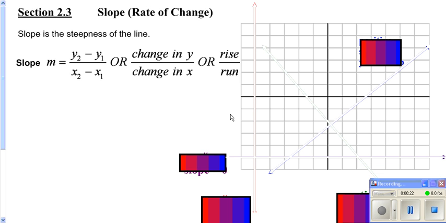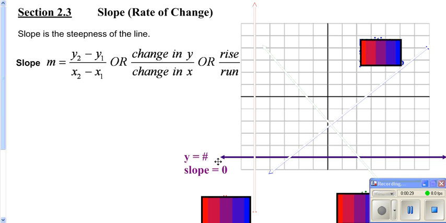Now, if you have a horizontal line, it is always in the form of y equaling some number, and your slope is 0 because it doesn't go up or go down, so the top up here, the change in y, is 0. Your y value here is always the same no matter what x is, so it's always y equaling a number.